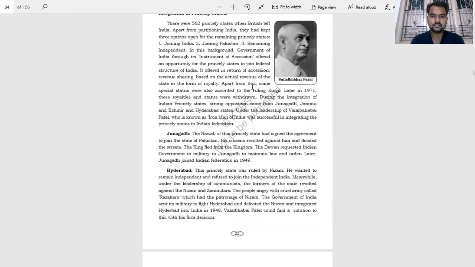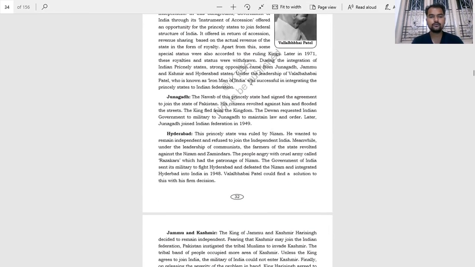When you talk about the case of Junagadh, which is in Rajasthan, here the king was the Nawab, who was a Muslim ruler. He wanted to merge Junagadh with Pakistan. But the local people, who were a majority Hindu, revolted against the king. They didn't want to merge with Pakistan, and they asked for the Indian government's intervention.